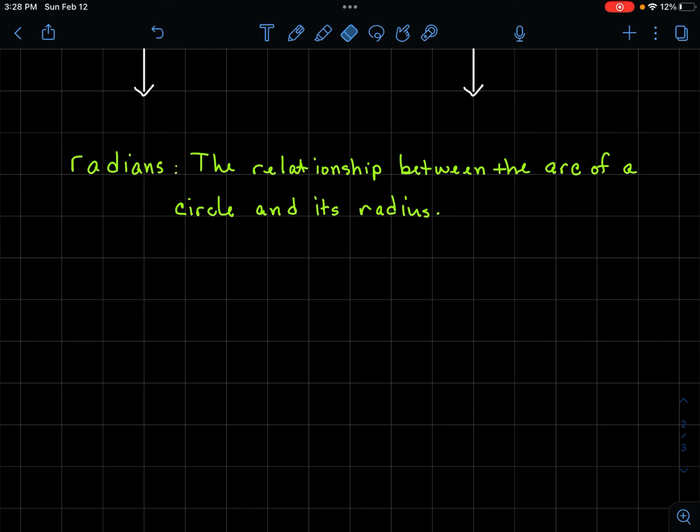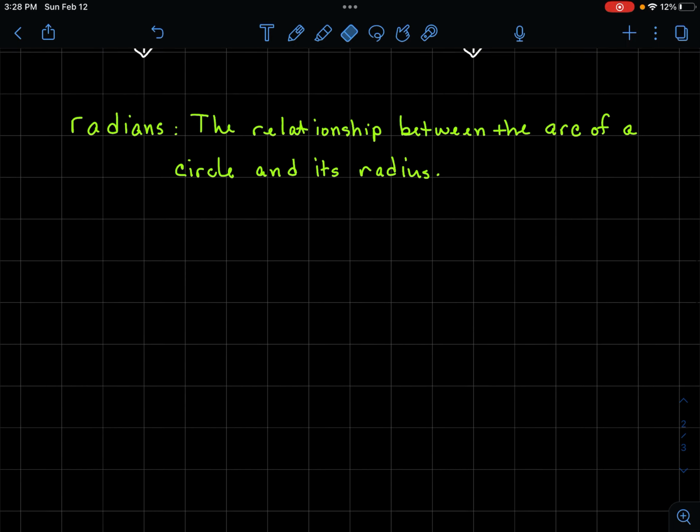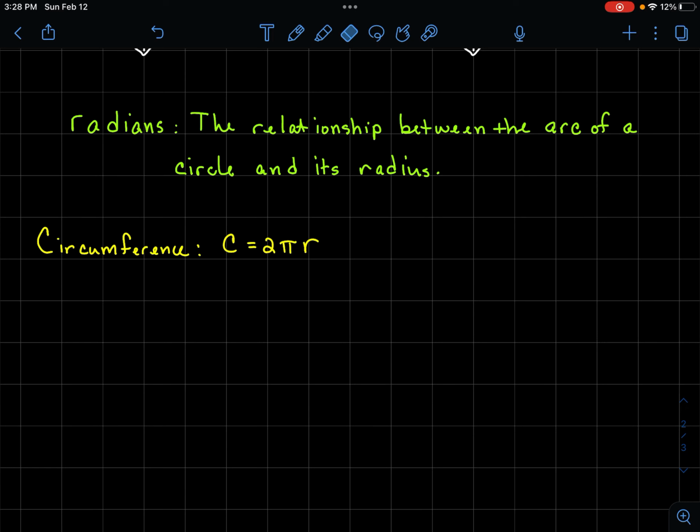So that's degree measures. What the heck is a radian? A radian is known as the relationship between the arc of a circle and its radius. So let's look at where this comes from.